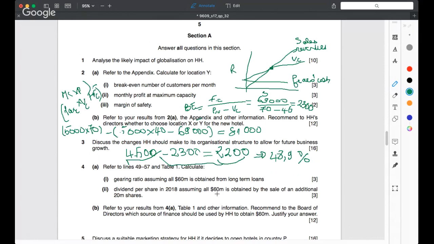D'accord? What else? So the question was, discuss the changes HA should make to organizational structure to allow the future business to grow. What do you think the problem is in HA? It has been established by one person. Yeah, exactly. So he's quite, maybe, we don't know, okay? It could be quite reliant upon that one person.